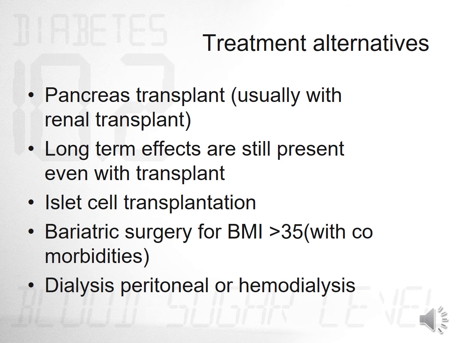Pancreatic transplant is one of the treatment alternatives, and usually comes with a renal transplant patient. Long-term effects are still present even with transplant. Other options: islet cell transplantation, bariatric surgery for BMI greater than 35 with comorbidities, and dialysis, whether it's peritoneal or hemodialysis.